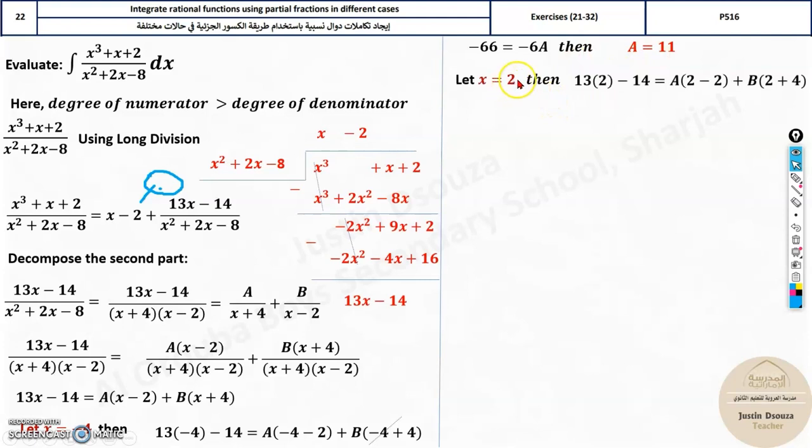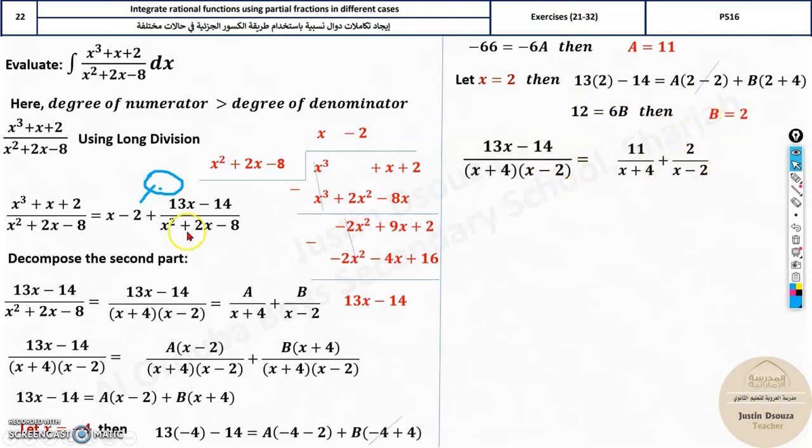And then x is equal to 2. Same way, solve it up. What's going to happen? 12 equals 6b, b is 2. Now you can substitute the values back. So whatever is this part, instead of writing this part, we have to write this.